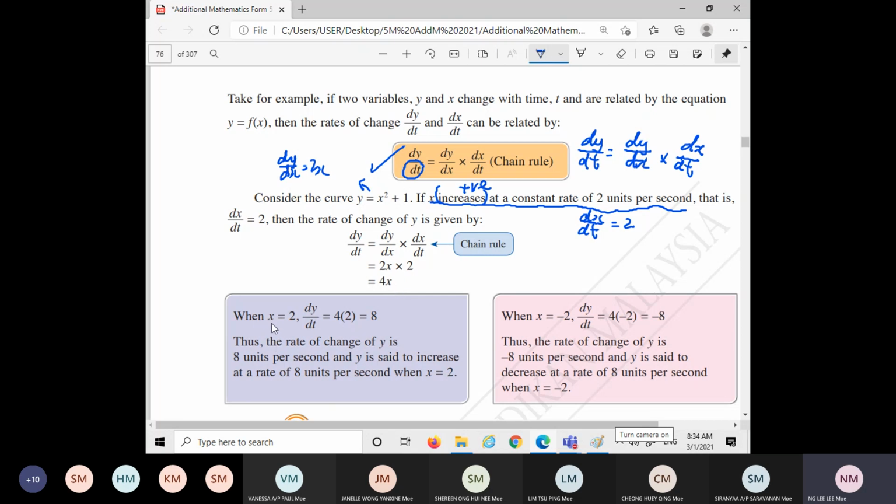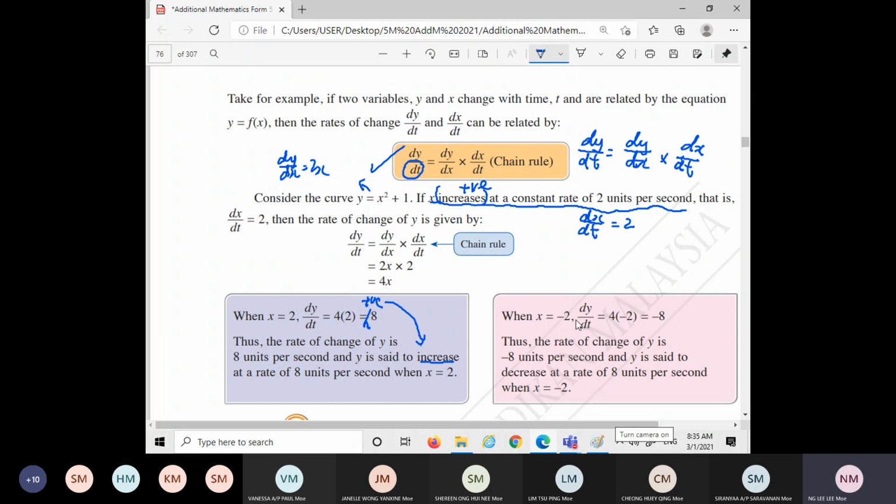We continue. When x equals 2, they will tell you what x is. Then you substitute here to get dy/dt, the y rate. So if this is 2, 4 times 2, this is 8. So the rate of change of y is 8 units per second, and y is said to increase because this one is positive. At the rate of 8 units per second when x is 2.